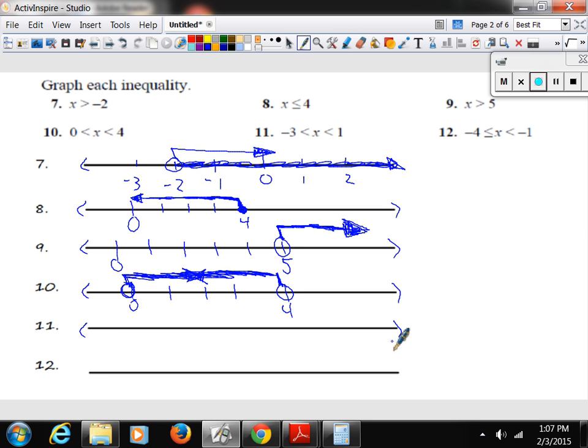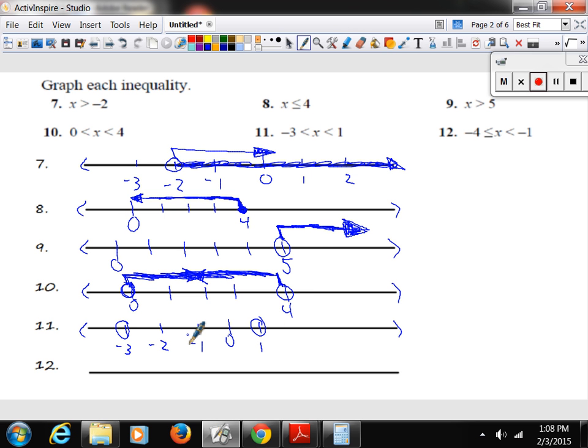Number 11. We're going to put a 0 somewhere. I'm going to put 0 in the middle this time, and I'm going to put a 1 here. I need a -1, a -2, a -3. And I need some marks at -3 and 1. They're both open. Good, so they do not include those 2 numbers.